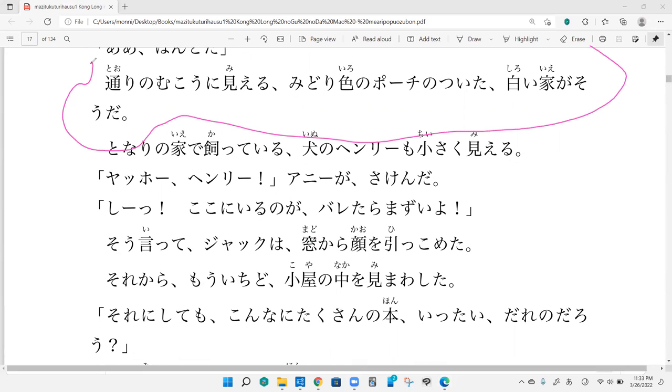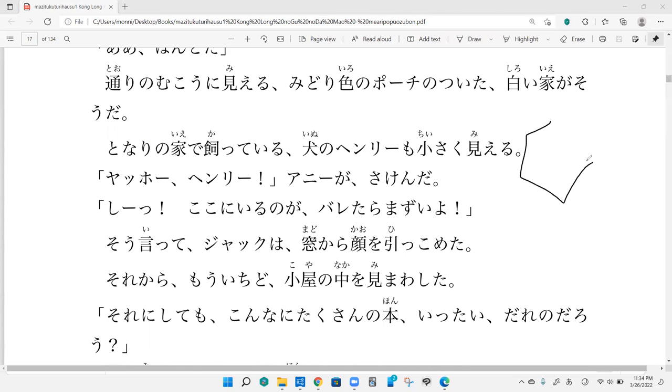Next is this guy. Tori no muko ni mieru midori iro no pochi no tsuita shiroi ie ga soda. So pochi. Ie no pochi. So we have an ie. What's something that houses can have built off of them? A balcony. Yes. Specifically, this would be a porch, which is like a big balcony.